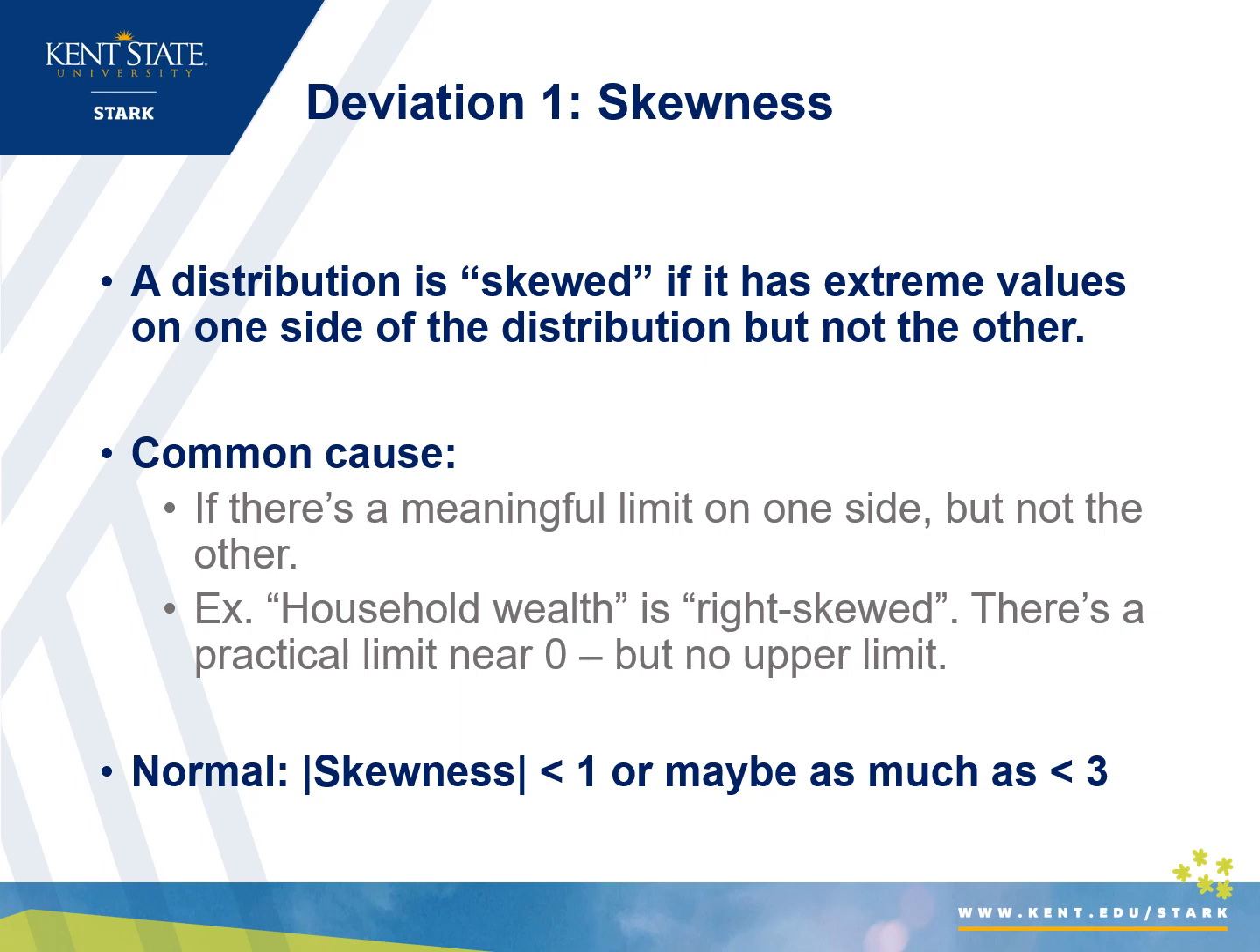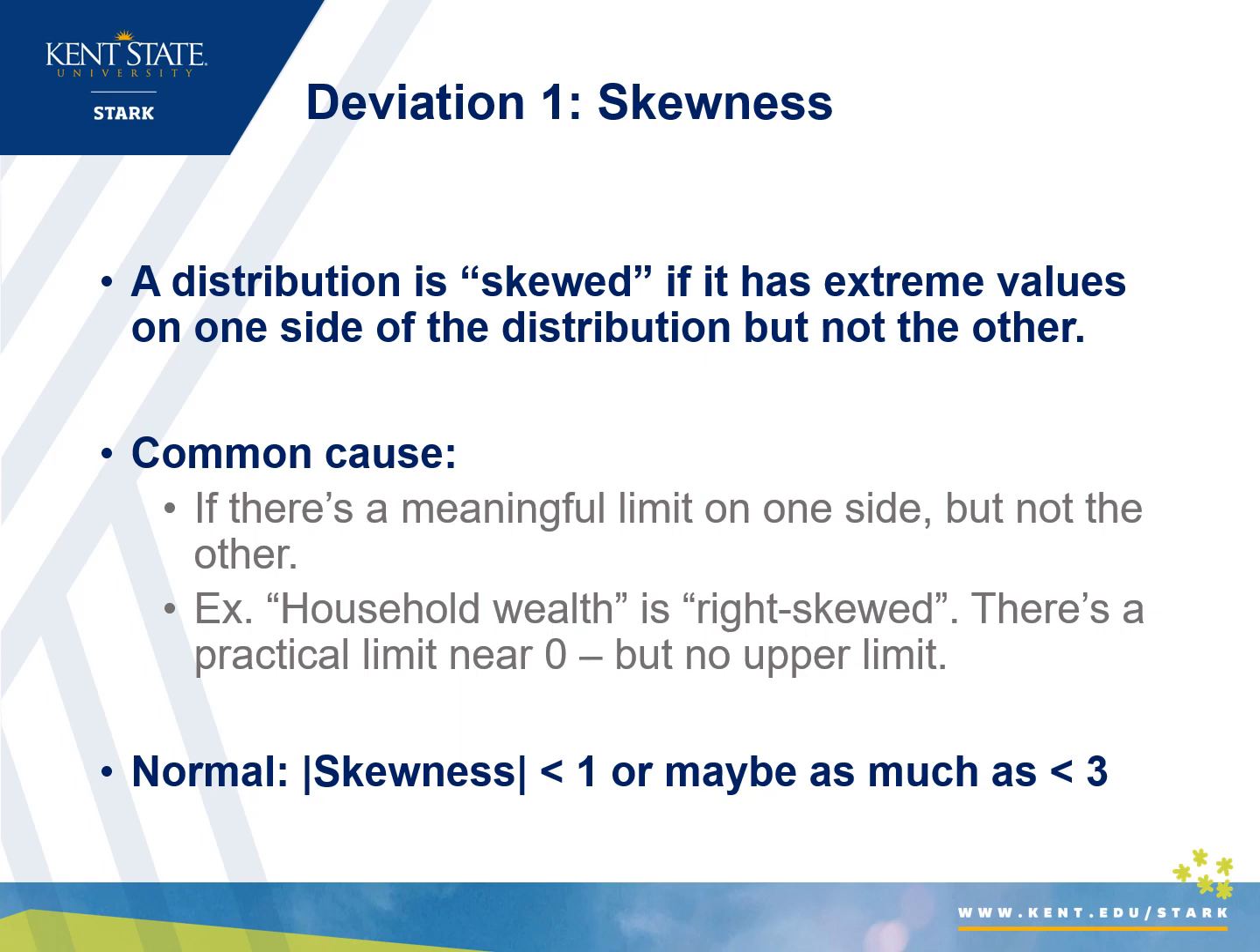A quick point in terms of terminology. The direction of skew is determined by the direction of the outliers, not the direction of most of the data. So if most data is low, but there are a few high values, the data would be considered right skewed.